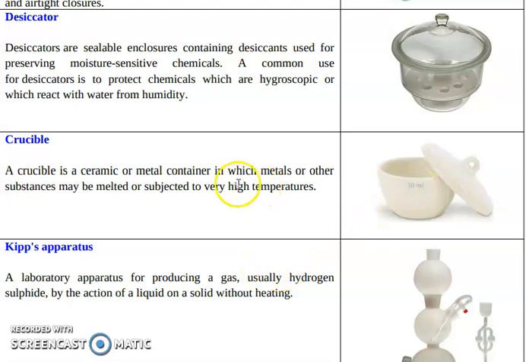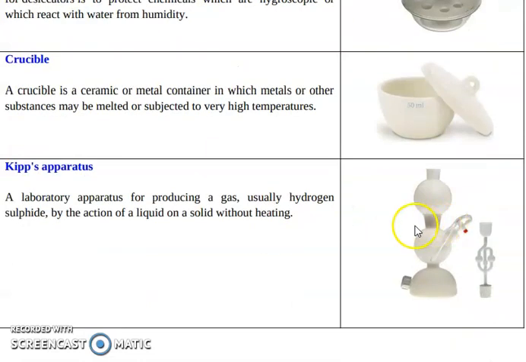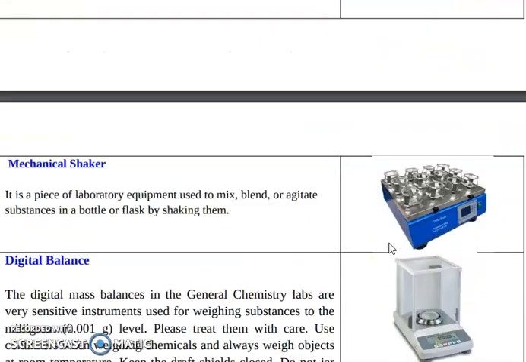Crucible. You can see a crucible is a ceramic or metal container in which metal or other substances may be melted or subjected to very high temperature. Kipp's apparatus. A laboratory apparatus for producing a gas, usually hydrogen sulfide, by the action of a liquid on a solid without heating.